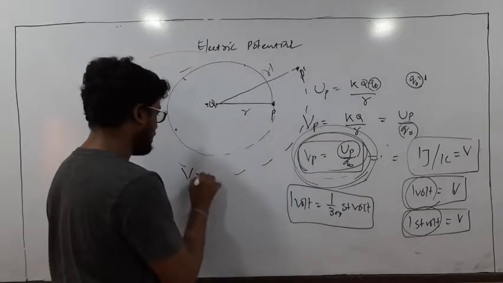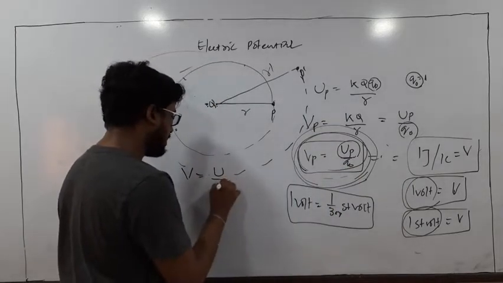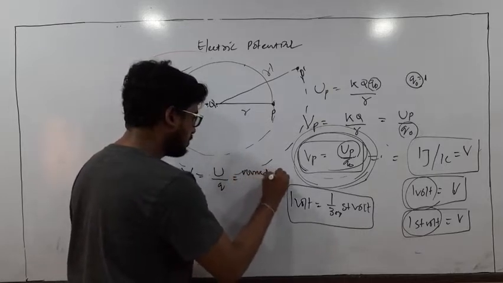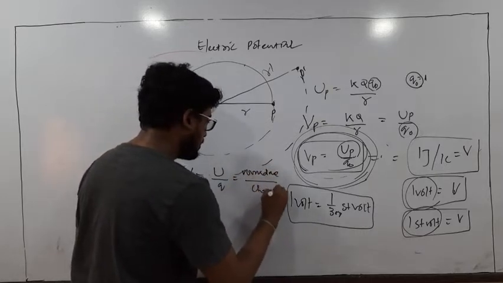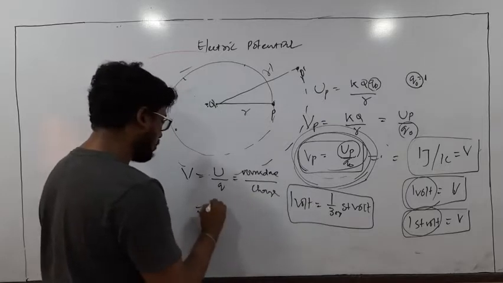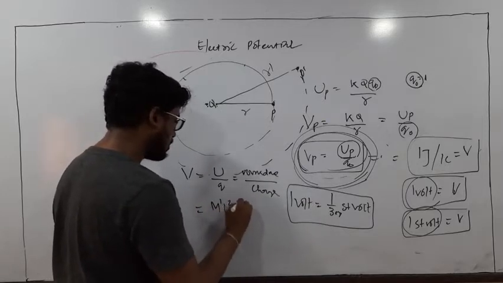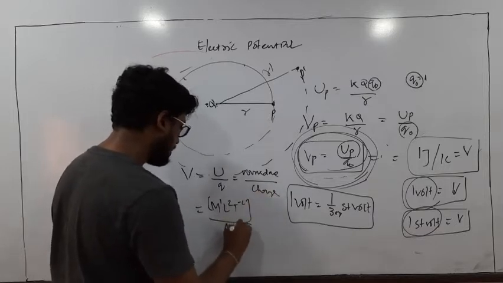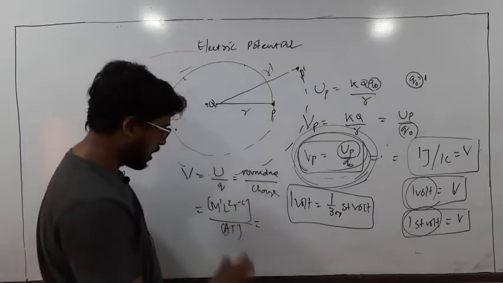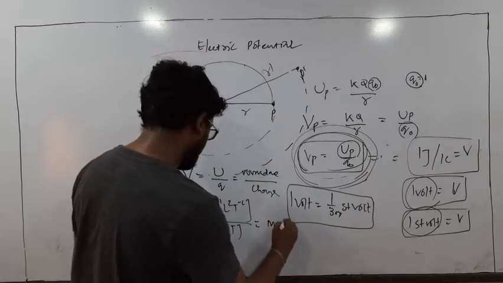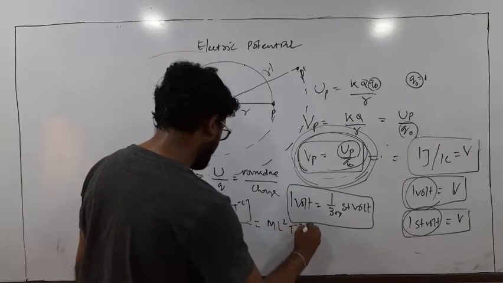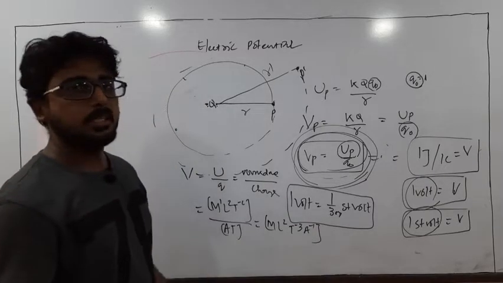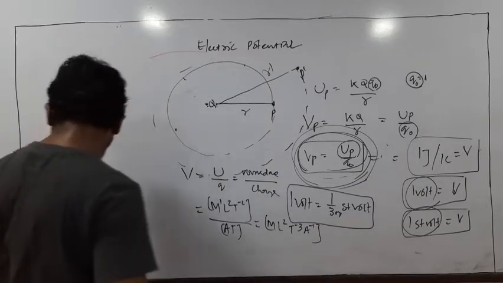As potential V is equal to potential energy by charge, or this can be written as work done by charge. So the dimensional formula will be work done, dimension M1 L2 T minus 2, divided by the dimensional formula for charge, which is AT. So from this we can get the dimensional formula M1 L2 T minus 3 A minus 1. So this will be the dimensional formula for electrical potential. Okay.